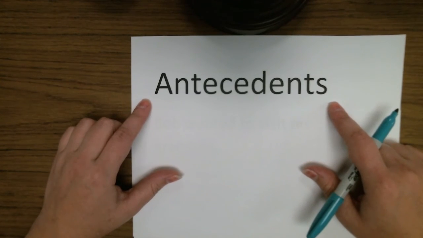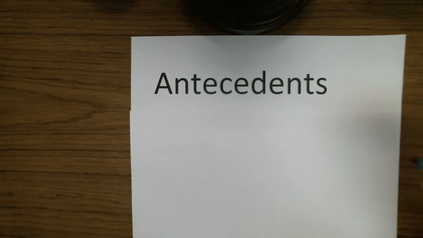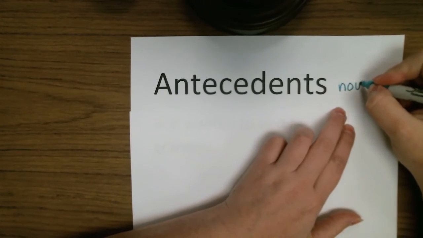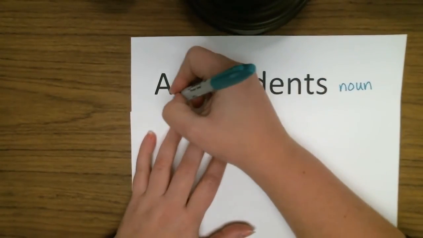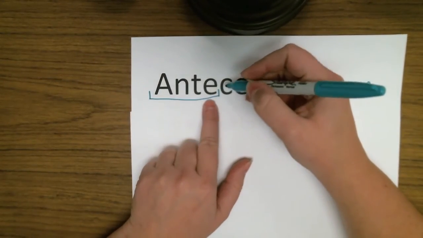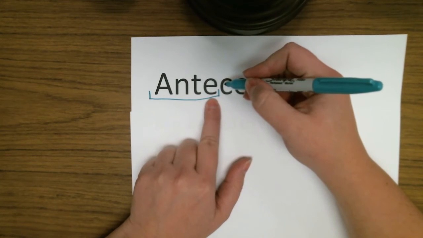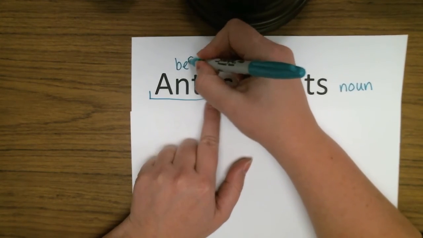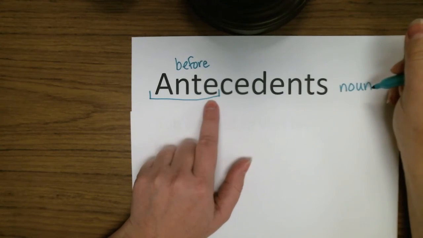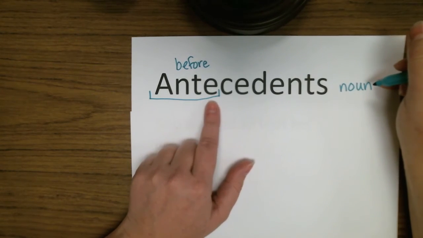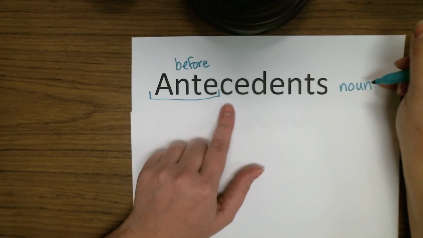An antecedent means a noun that comes before a pronoun. An antecedent is a noun. Ante here isn't ante with an I, it's ante with an E, and this ante means comes before. So in most cases, an antecedent comes before a pronoun. It's the noun that helps us to understand what the pronoun is referring to.